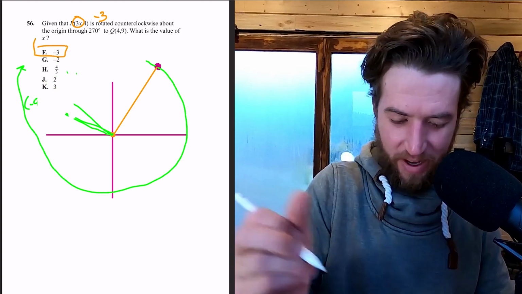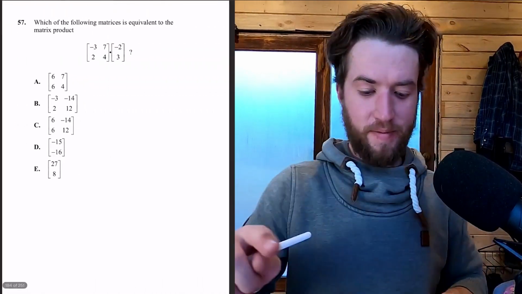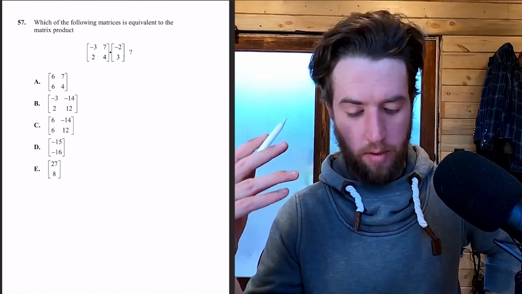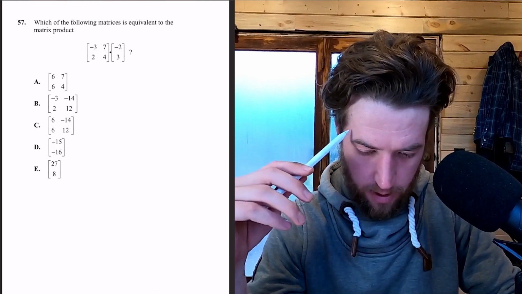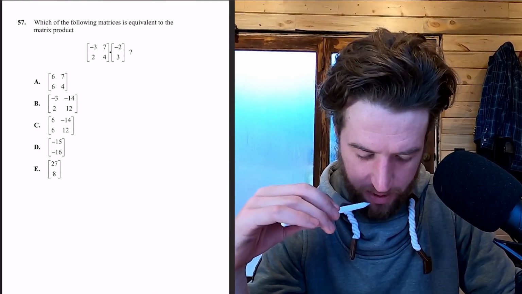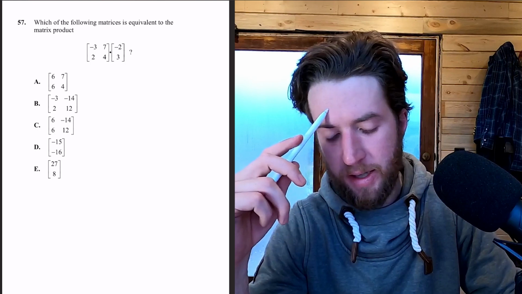X is negative 3, I think. Okay, on to the next. Okay, oh gosh, matrix multiplication. Which of the following matrices is equivalent to this matrix product? I forgot how to do this.